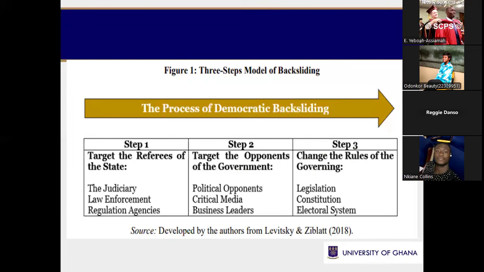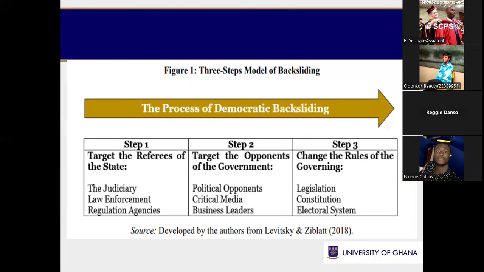Let's go back. So that is targeting the referees of the state, the judiciary, law enforcement, and then regulation agencies. Very crucial. That is step one. So from step one, they go to step two, and that is target opponents of the government. Political opponents can be targeted if you say your mind, or even if you criticize. If you say maybe Doomsaw is back, they can come for you.